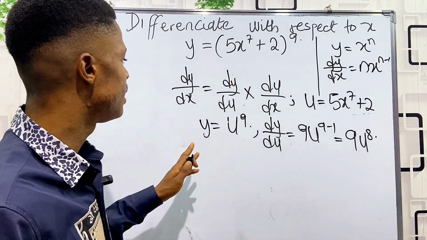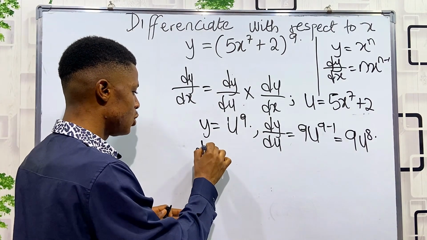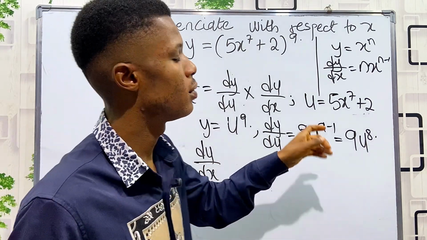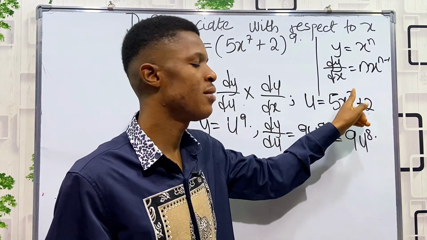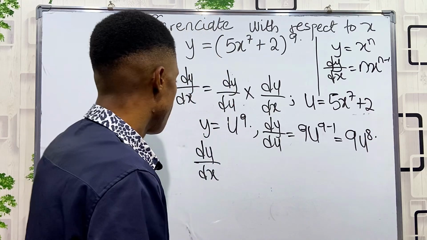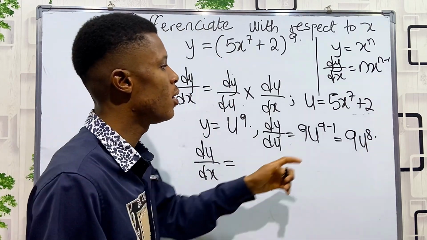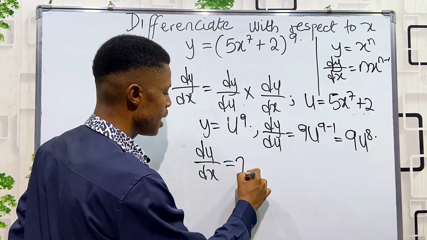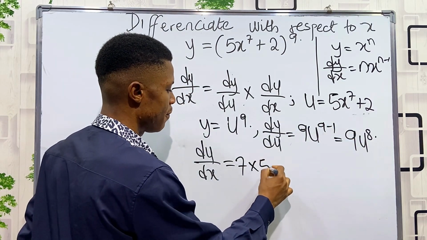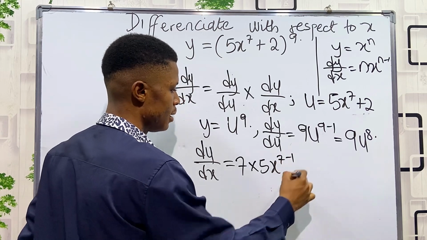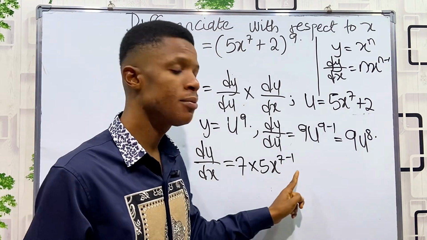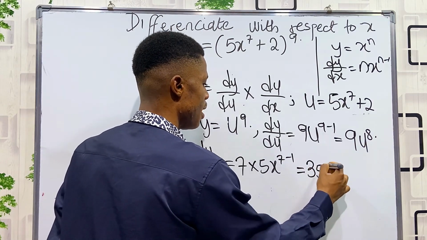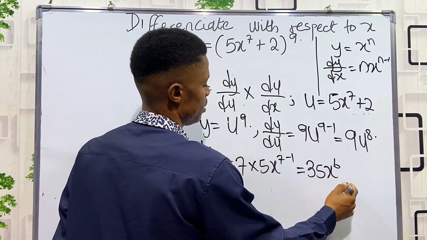Then the next thing we do is differentiate u with respect to x. What's our u? Our u is 5x^7 + 2. To differentiate this, we multiply 7 by 5x, so we have 7 times 5x to the power of 7 minus 1. 7 minus 1 is 6. So the answer is now 35x to the power of 6.